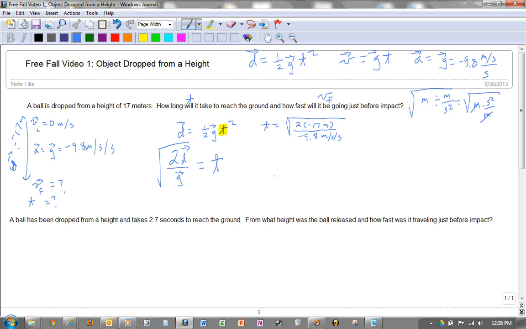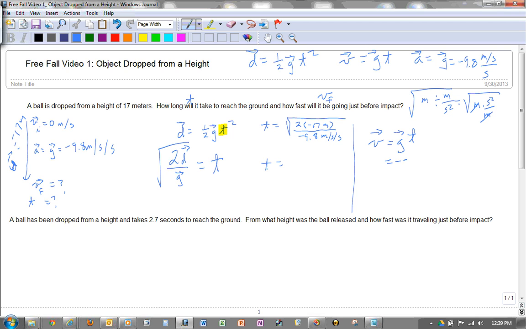And you would put that in your calculator and do the arithmetic, and in the end you would want to round off to 2 significant figures. And I'll leave you the joy of actually putting it in there. So that's half the answer. The other answer is, how fast will it be going just before impact? Well, we're going to make use of this formula, v equals gt, in order to find that final velocity.